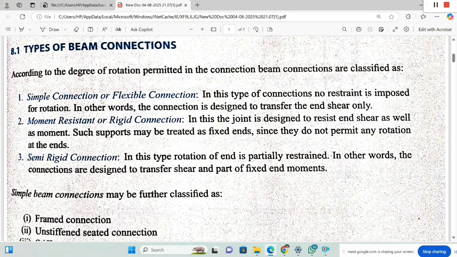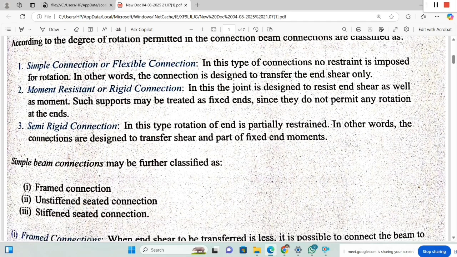So this is the one case. Second one, moment resistance or rigid connection. It is acting like a fixed beam. In the case of a fixed beam, the end reactions will be vertical force and moment. Here also, the connection will resist the shear force along with the moment. So moment is also resisted in the case of a moment resistance or rigid connection. And the third one is a semi-rigid connection. It will resist the shear force and partially resist the bending moment that is developed at the end. So these are the three types. We will consider them one by one.